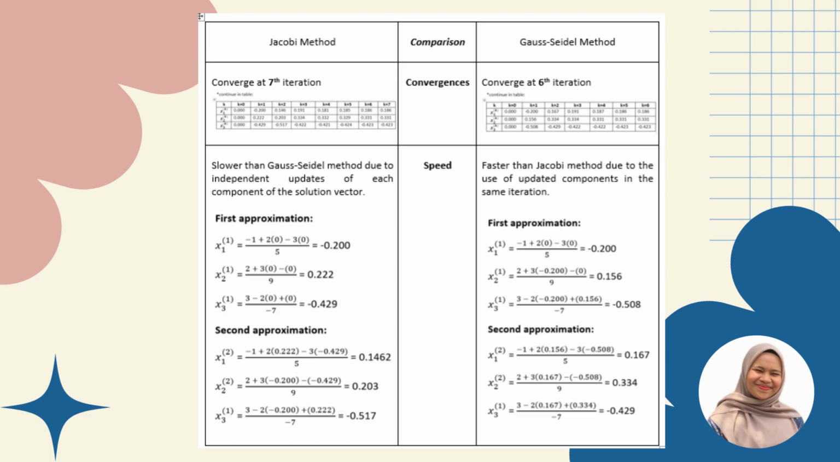So next, the comparison between the Jacobi method and the Gauss-Seidel method is its speed. The Jacobi method is slower than the Gauss-Seidel method due to independent updates of each component of the solution vector. As we can see, for the first approximation in Jacobi, we have to substitute 0 for all linear equations first. Then after that, we substitute the updated value of each component of the solution vector in the second approximation. While the Gauss-Seidel method is faster than the Jacobi method due to the use of updated components in the same iteration.